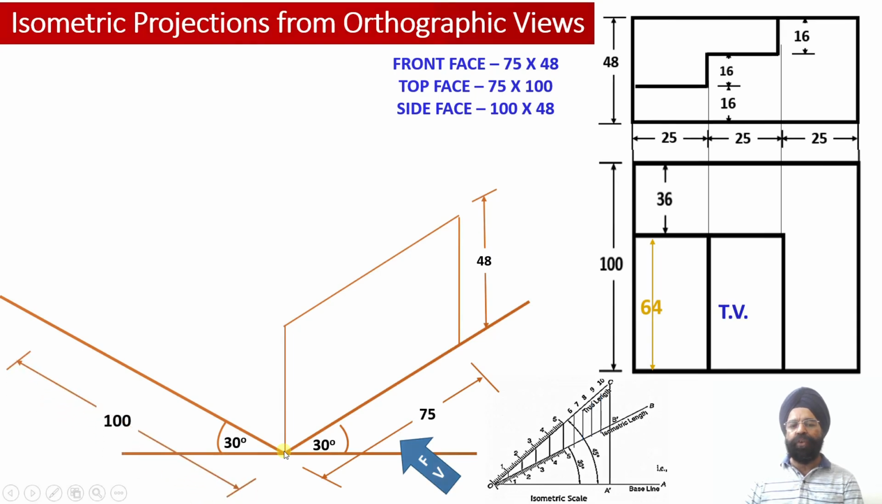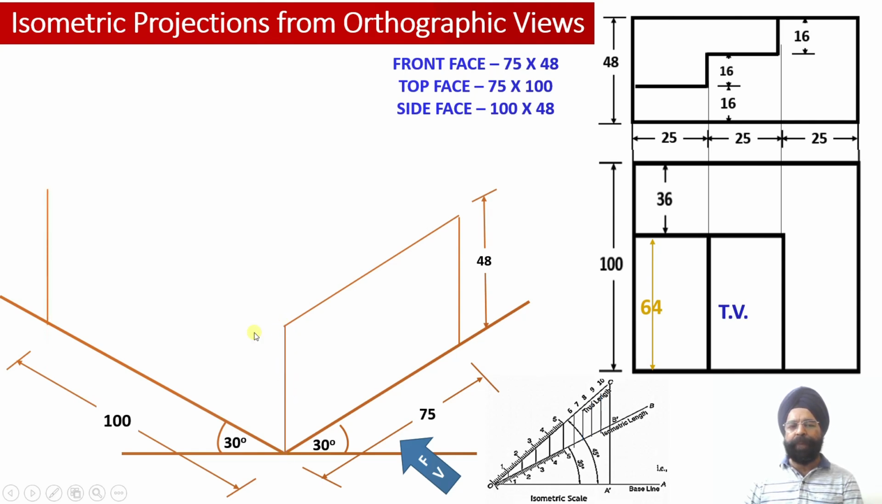Next, we are going to draw the left side view of the solid. In order to draw the left side view, we know the width of the solid. The width of the solid happens to be 100 millimeter. So this is 100 millimeter width of the solid. Now the height of the solid, we already know, is equal to 48 millimeter.